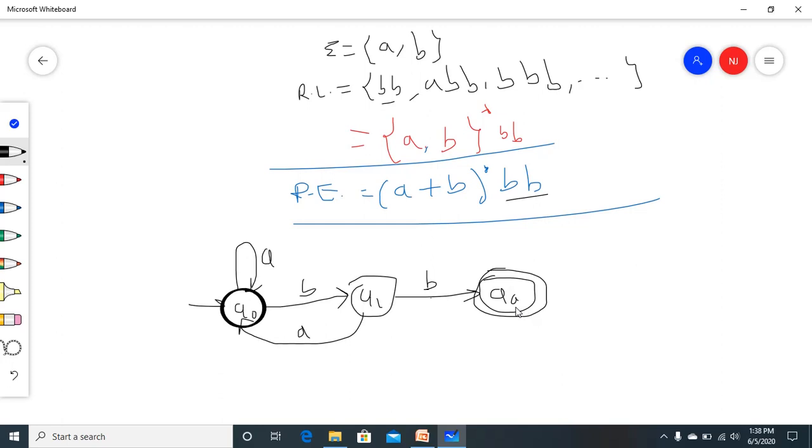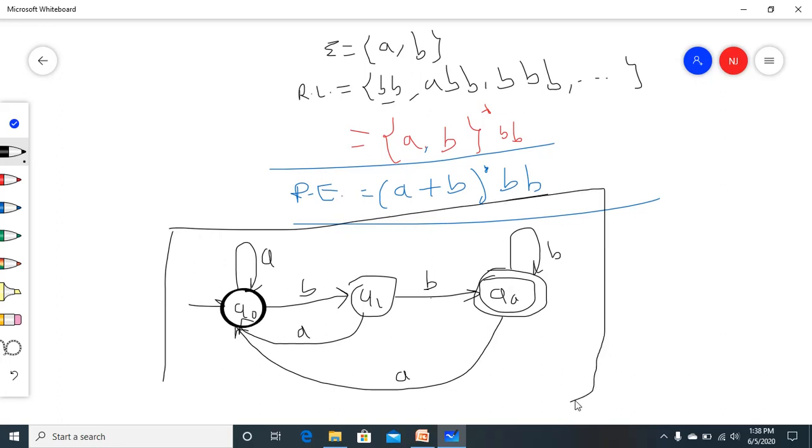Now for the QA we have to test both A as well as B. If B is there, there is no problem. 3 times B, 4 times B, 5 times B, 6 times B is also acceptable. What about A? We have to know where we need to look for the A. So for the Q0 AB tested, for the Q1 AB tested, for QA also AB tested. No new state we got, so that's why it is our solution for strings ending with BB.